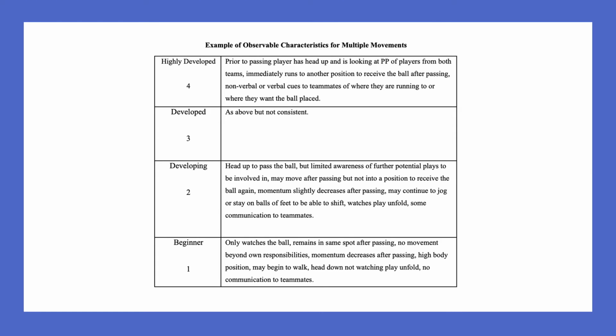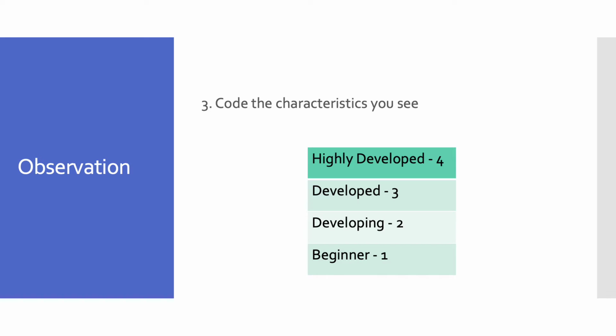Here is an example of observable characteristics that I have created. The observation focus for this example was on multiple movements. I have given each level of code, 1 through to 4, which can be used when observing play. So, when observing play and looking for characteristics, educators can use the above codes to place into an observation coding sheet. This will help form evidence of a player's level of ability.